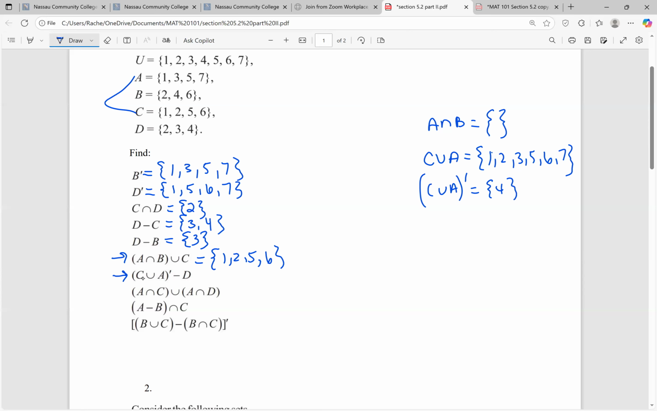So now we want to take C union A complement, which is 4, and then take away D. So we have set 4 minus set D, which is 2, 3, 4. So the 4 is gone, right? And now there's nothing left in that set. So it's just going to be the empty set.